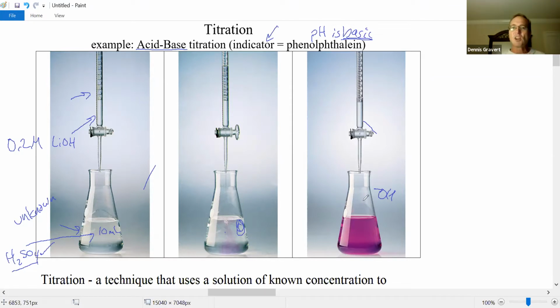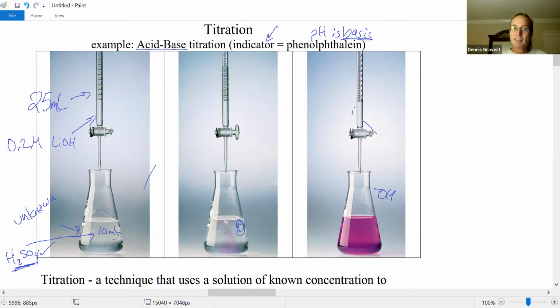And you want to know how much base it took to exactly match the number of moles of acid in the solution, just so this starts to change color. Cool, because if you find out how much to add, and this example is 25 milliliters, you can then calculate how many moles of base were added.